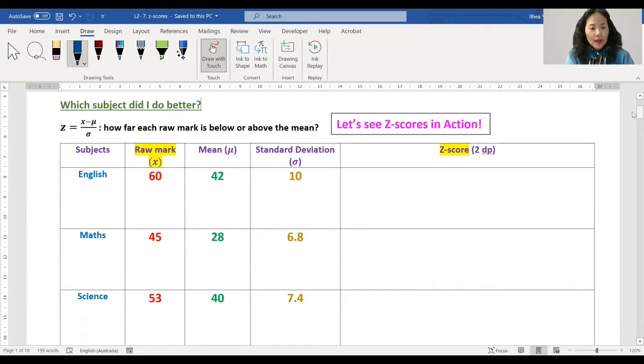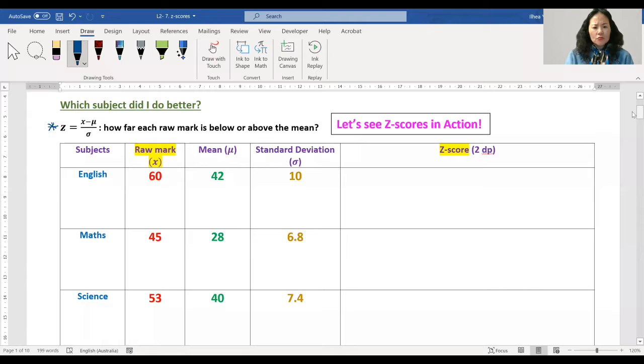This is Miss Yen's raw marks for English, Math, and Science when she was at high school. Now, this is the formula that we have to use. I want to know which subject I did better. It looks like a bunch of raw marks to me, but how can you compare English, Maths, and Science? They're all different, but z-scores can do that for you. So let's have a look.